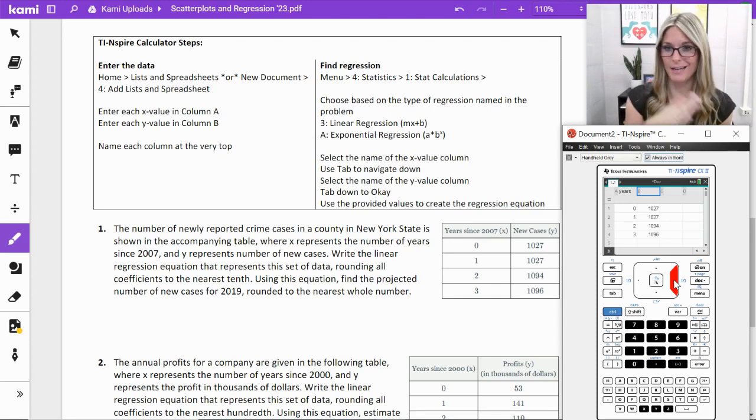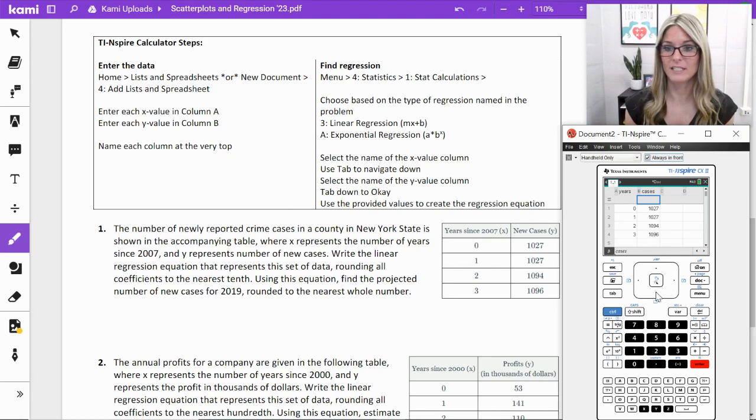We can also label them X and Y, but if you're doing multiple problems, you're going to have multiple X's and Y's. I'll illustrate that in a little bit. Our next column is new cases, so I might just call it cases. You can do whatever works for you. You don't have to do exactly what I do. So we've entered our data. Data's good to go.